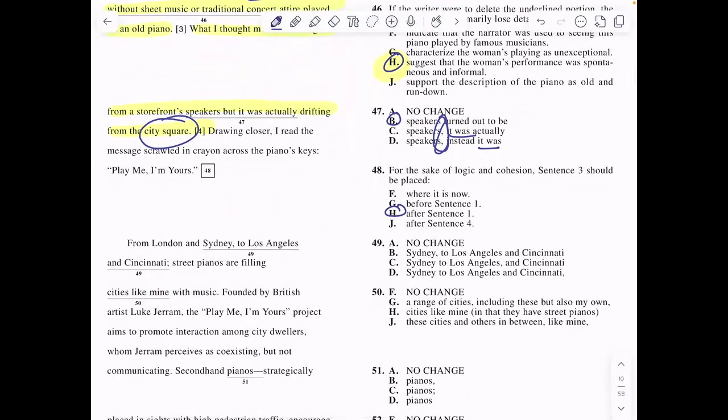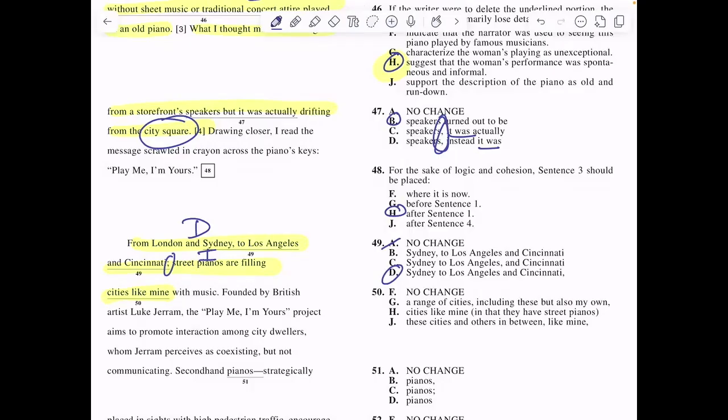From London and Sydney to Los Angeles and Cincinnati, street pianos are filling cities like mine with music. Guys, this is our traditional independent dependent. So I would probably put a comma after Cincinnati. There's only one option for that, D. So this is our dependent, comma, independent. Nothing crazy. Just be able to distinguish where your subject starts. Street pianos are filling cities like mine. Oh, we're already there. Street pianos are filling cities like mine with music.